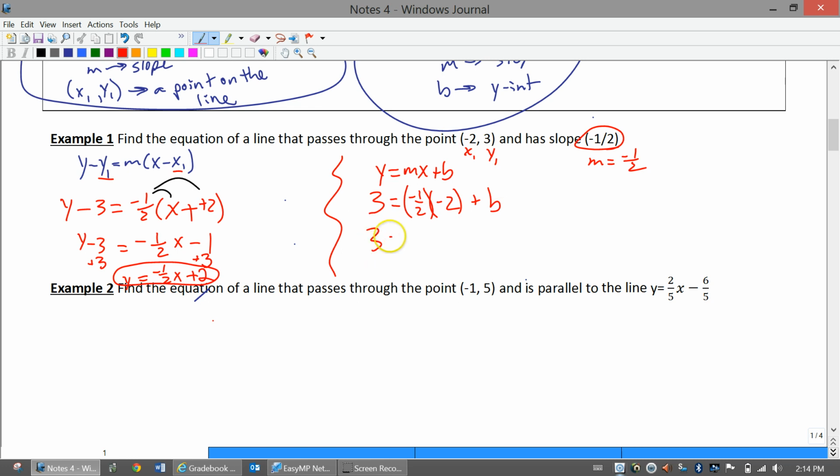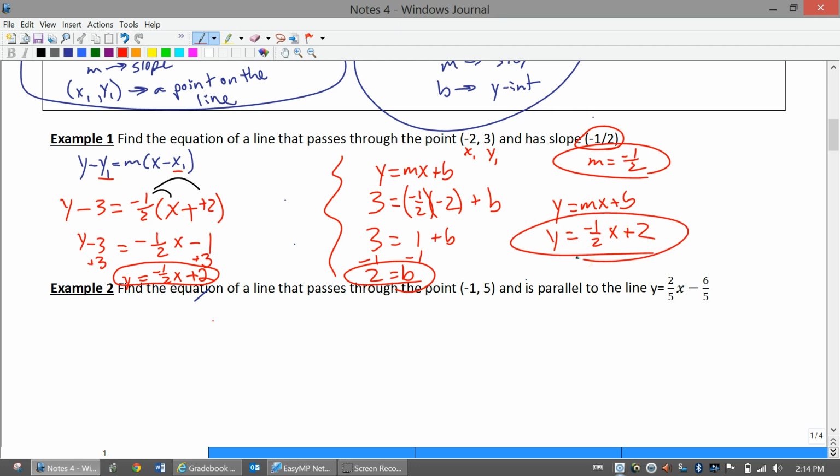So for instance, -1/2 times -2 is going to be 1, and then I subtract 1 from both sides, and you get b is 2, b being the y-intercept. Then from that we have our y-intercept and our slope, and we can stick them back in, leaving x and y as is, and write the equation of the line. We get to the same spot.